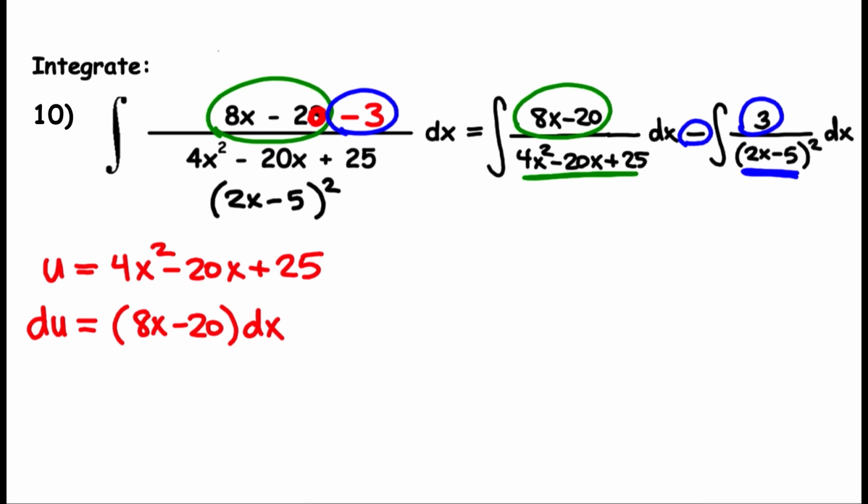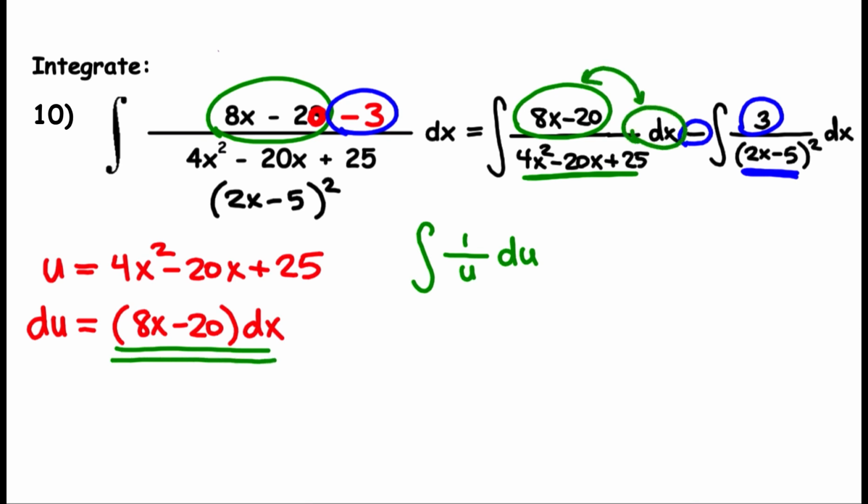Let's look at the green integral. It's all ready to roll. It is already 1 over u du. Because remember, the du was the 8x minus 20 dx, and I have that right here. And the rest is just u. It's in the denominator. So that's going to turn into natural log of u.